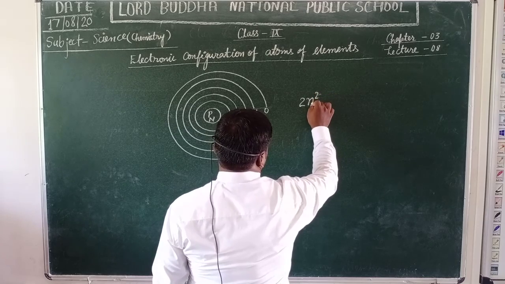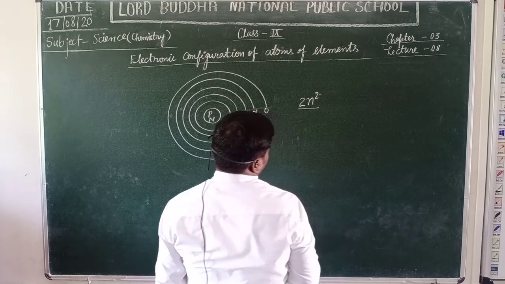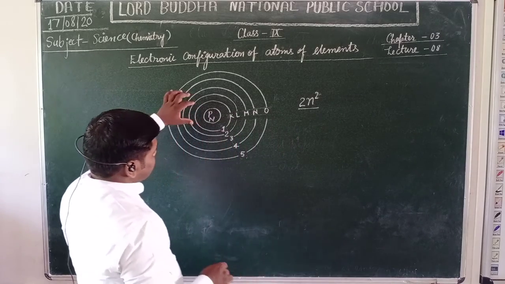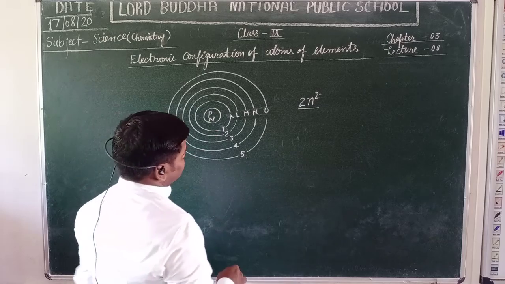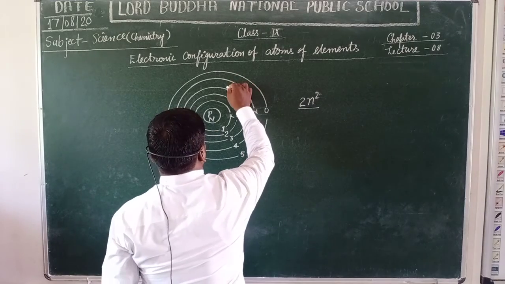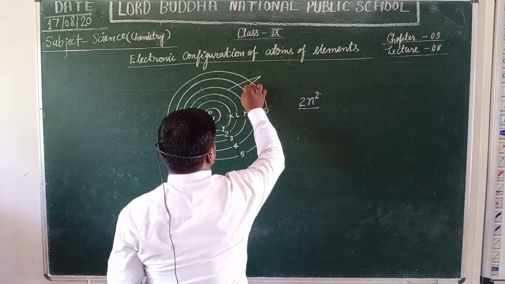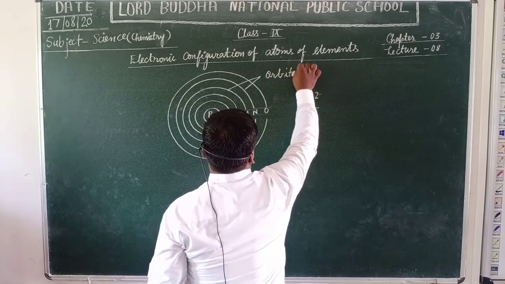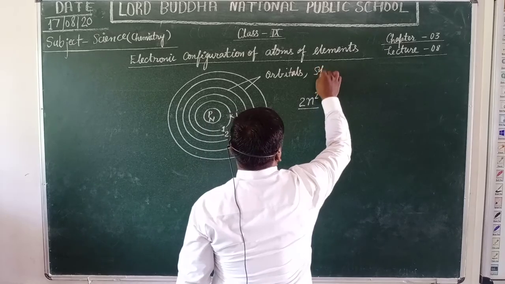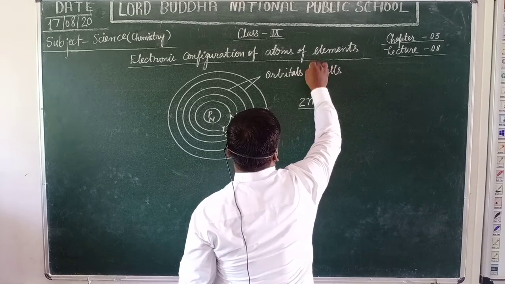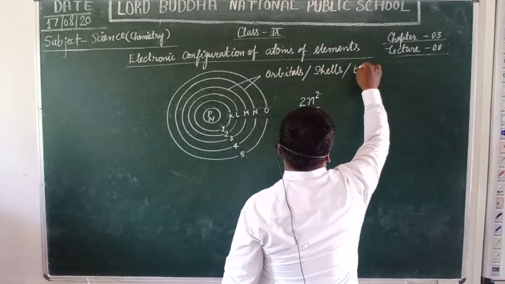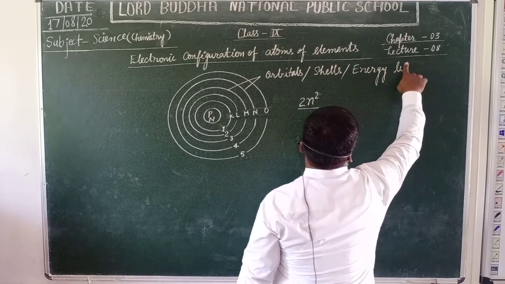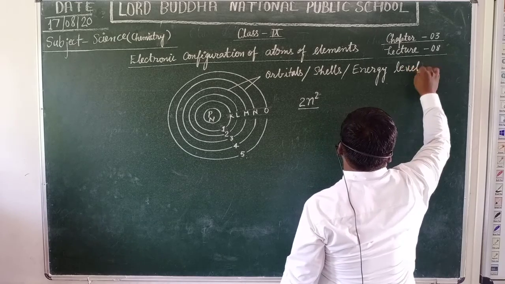With the help of this formula 2n square, we are able to determine the number of electrons in each and every energy level, shell, or you can say the orbits. These are orbits, shells, or energy levels.